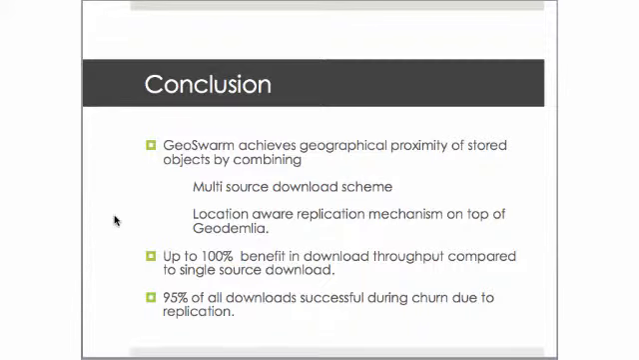So GeoSwarm achieves geographical proximity of stored objects by combining, A, the multi-source download scheme, something similar to what we get from BitTorrent, and B, the location-aware replication mechanism, which is built on top of GeoKademlia. The authors show that it helps achieve a 100% benefit in download throughput compared to a single source download, and 95% of all the downloads are successful, even during churn.